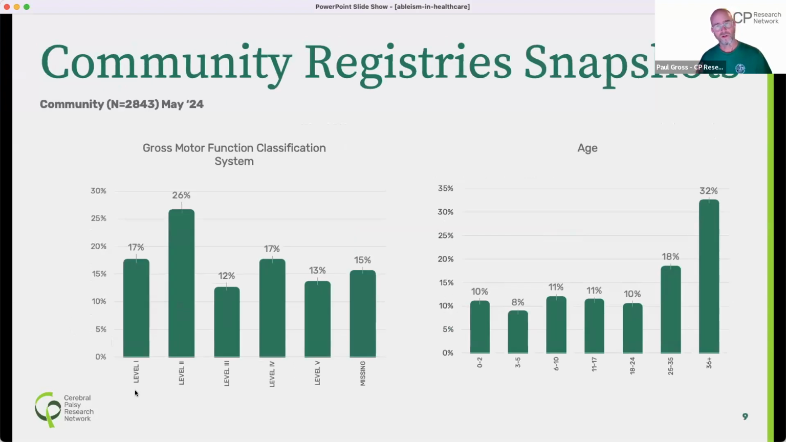The community registry, on the other hand, is gathered based on people filling out online surveys. And so if you look at those two data points, you see a different distribution of GMFCS, which is, you see a much stronger lean towards people that are ambulatory. And then from an age perspective, you see it leans way towards adults. A much larger percentage of the community registry are adults, and that's because adults are out there actively advocating and contributing data to see the field advance.